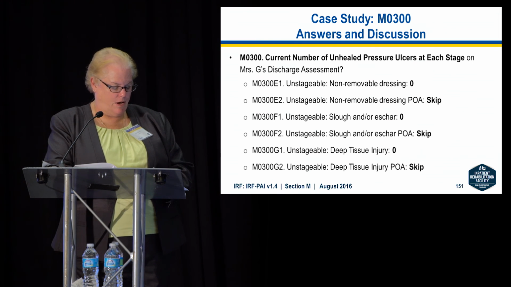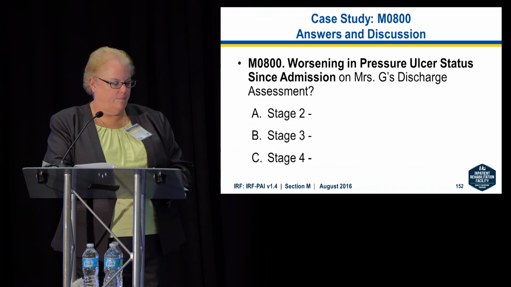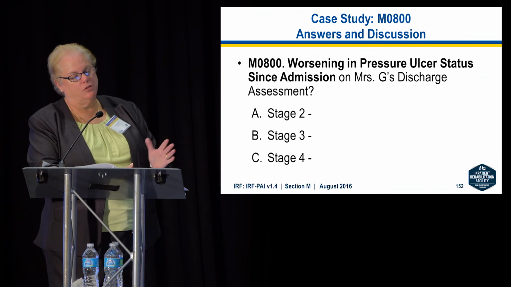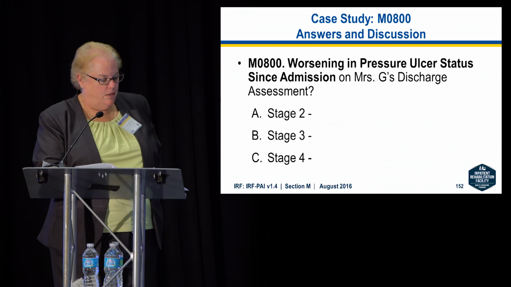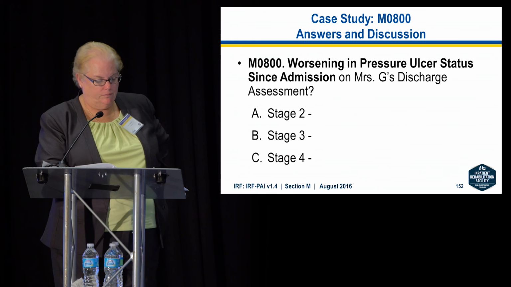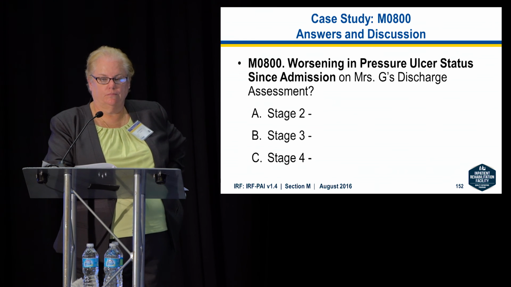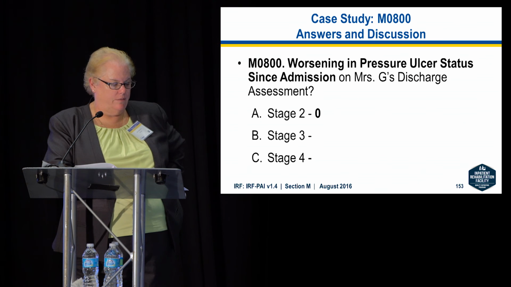Skip. Okay. All right. So M0800, worsening in pressure ulcer status since admission. So this is newer or worsened, okay? So stage 2: 0. How about stage 3? 0. Worsening in pressure ulcers that are new since admission. Okay, 0. How about stage 4?